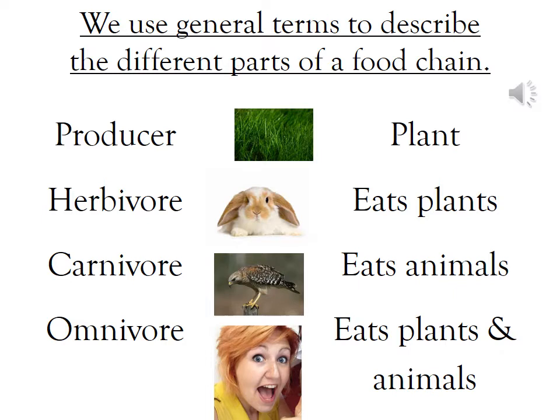Anything that eats plants is called a herbivore. Anything that eats meat or eats other animals is a carnivore. And anything that eats both meat and plants is called an omnivore. They eat everything. So using that, I'd like you to label your food chain with the producer, the herbivore, and the carnivore. If there is an omnivore in your food chain, you can label that too.